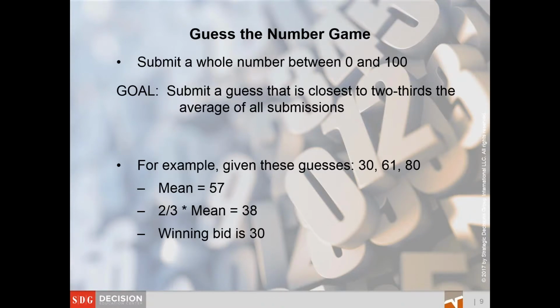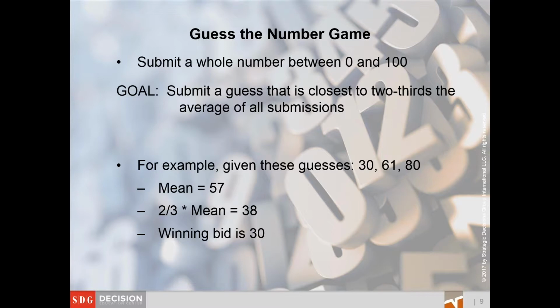We are going to play what we call the guess the number game. Your job is to guess a whole number between 0 and 100. And your goal here is to submit a guess that is going to be closest to 2/3 of the average of everyone's guesses. Okay? So we've got a lot of folks here today on the webinar, and your job is to try to figure out what everyone's guess is going to look like and then to submit 2/3 of that.